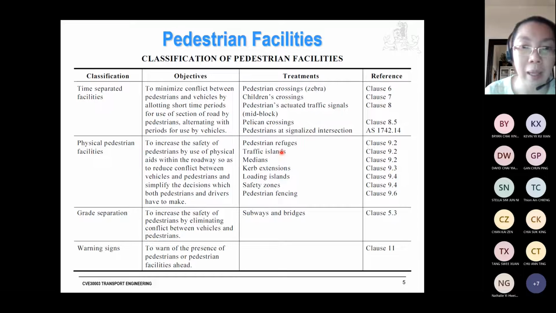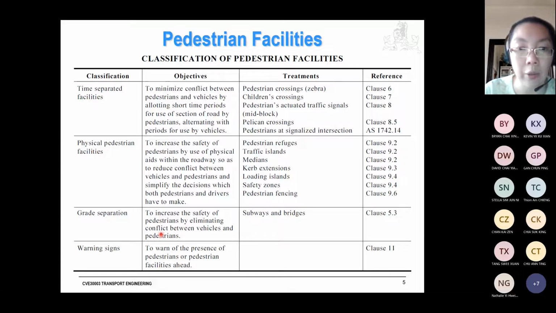Pedestrians can stand on the traffic island, so this is out of the way of your vehicle. Okay, crash may still happen, but then they are on a ground that vehicles don't normally cross into. Okay, medians, curb extensions, or loading islands. So if you look at this, most of these are raised islands and medians, and this kind of areas will shelter the pedestrians from the vehicles. Safety zones, pedestrian fencing.